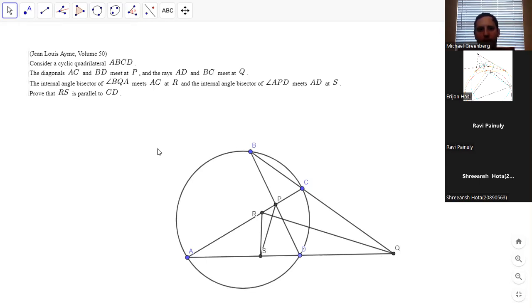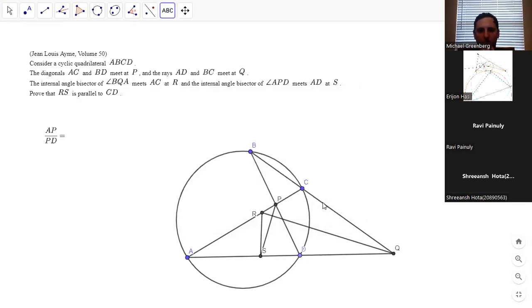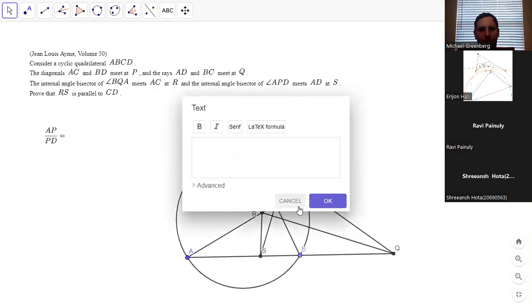So basically, we have AP over PB is sine of... If you want similar triangles, you can consider the reflection of Q over C. Yes, because supplementary would be implying similarity. I'll just do it using the sine law for now.